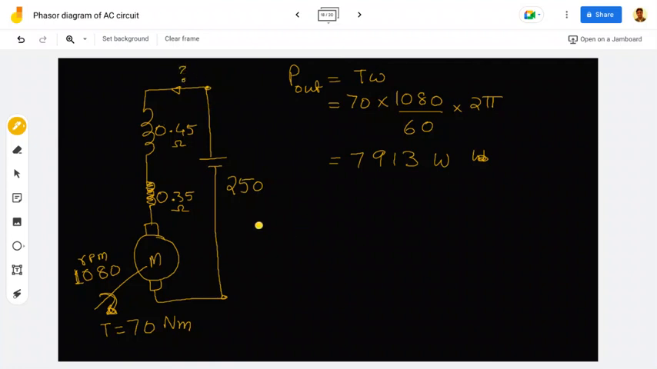So we need to find what is the input power, right? So now there will be some copper losses also here, and all the things, right? I think some data is missing. Any ideas what to do next? I think we may have to make it like an equation or what. So I got the output power.